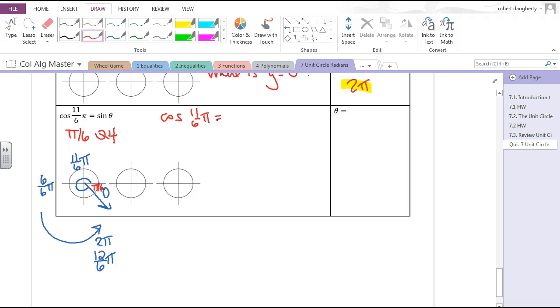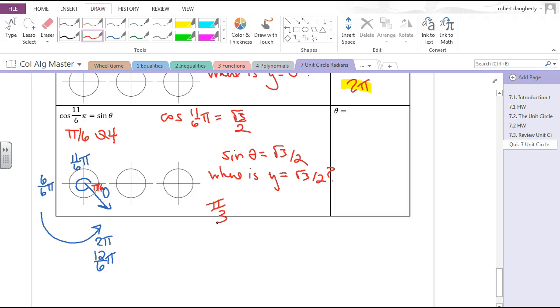So the cosine of 11/6 pi is going to be the pi over 6 cosine in quadrant 4. At pi over 6, what's your x coordinate? That's square root of 3 over 2. You're in the 4th quadrant, where cosine is positive. So this problem now turns into sine of theta equals square root of 3 over 2. Where is y equal to square root of 3 over 2? Look on your unit circle. Your y is equal to square root of 3 over 2 at pi over 3. So this answer is pi over 3, and it's positive.